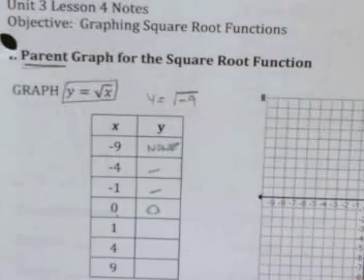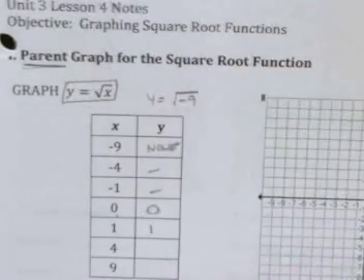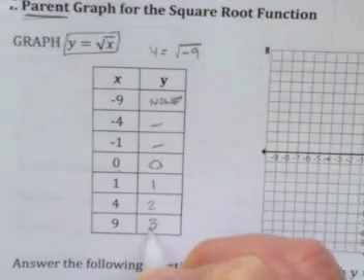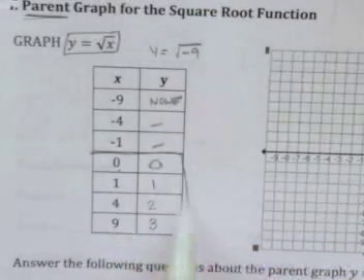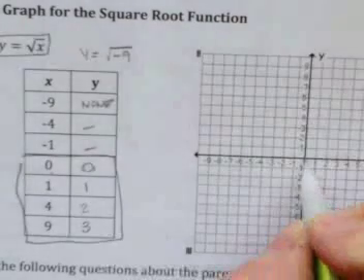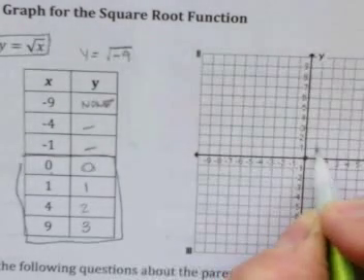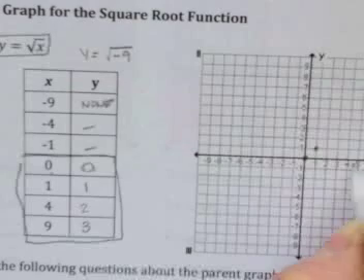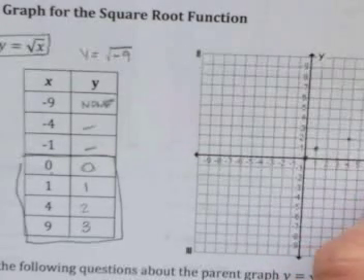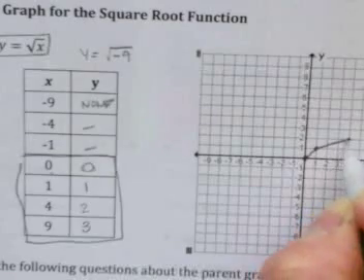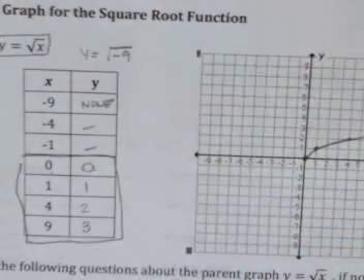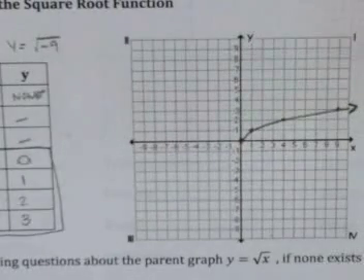It's 0. The square root of 1 is 1. The square root of 4 is 2. And the square root of 9 is 3. So I'm simply going to take these ordered pairs and put them on my graph. 0, 0, 1, 1, 4, 2, and 9, 3. And I know I can connect the dots, and there is the parent function graph for the square root function.